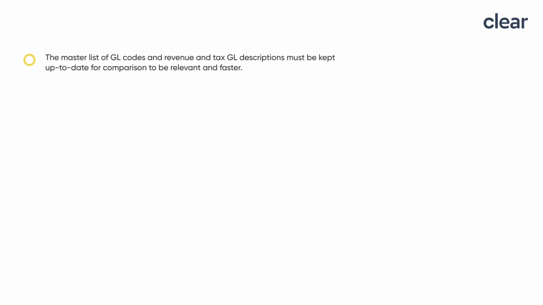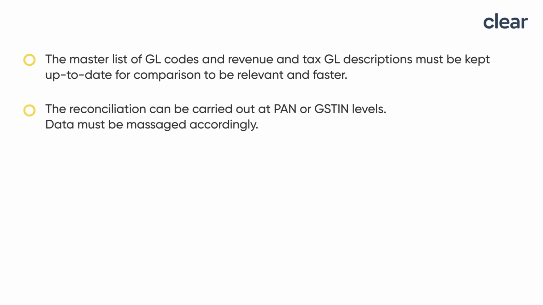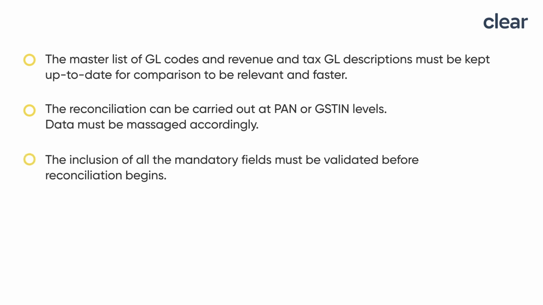Let me share some of the best practices to efficiently undertake GL versus sales register for your enterprise. The master list of GL codes and revenue and tax GL descriptions must be kept up to date for comparison to be relevant and faster. The reconciliation can be carried out at a PAN or GSTR level. Data must be massaged accordingly. The inclusion of all mandatory fields must be validated before the reconciliation begins.